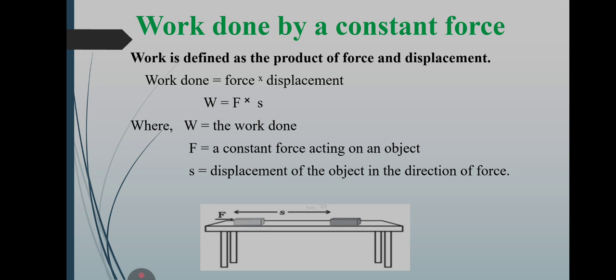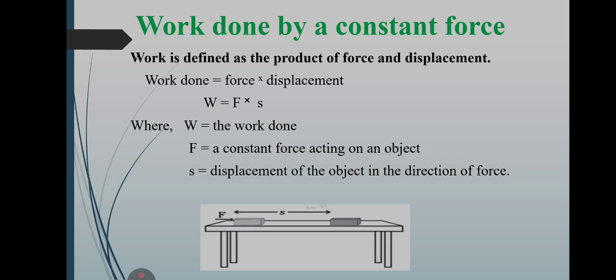What is meant by work first? Work is defined as the product of force and displacement. In formula you can write work done is equal to force into displacement, and symbolically we can write it as W = F × S, where W is the work done, F is a constant force acting on an object, and S is the displacement of the object in the direction of the force.